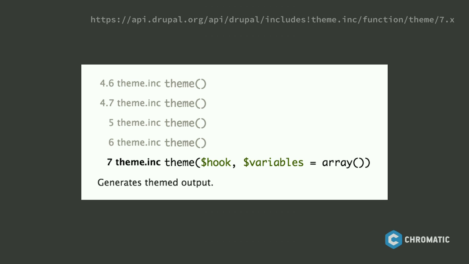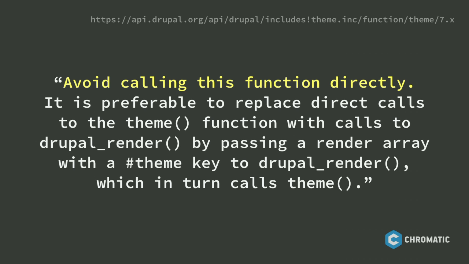But it's not listed for Drupal 8, which normally means you need to go find the object-oriented equivalent, maybe dig through the comments on that page or do some Googling. But there's no direct object-oriented equivalent for this either. It's just not there. And in fact, the same page has this comment a little further down: avoid calling this function directly. It's preferable to replace direct calls to the theme function with calls to Drupal render, which is the render function I've been showing you, a wrapper for Drupal render, so almost the same thing, by passing a render array with the theme key to Drupal render, which in turn calls theme. So it's not going to turn it into markup until we call render.